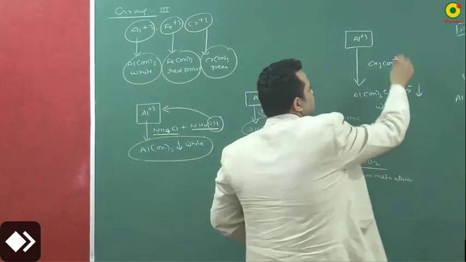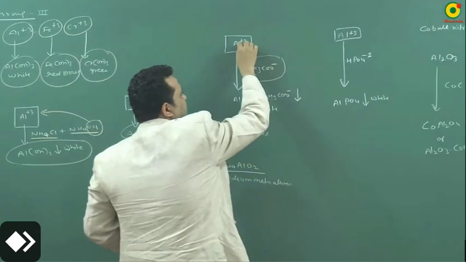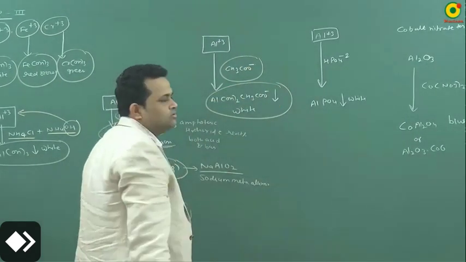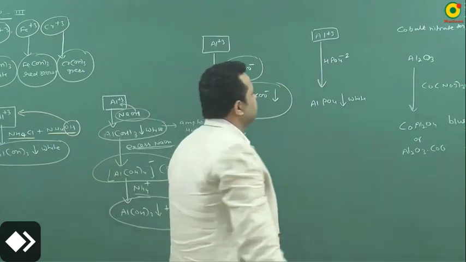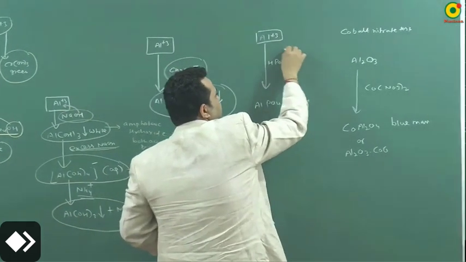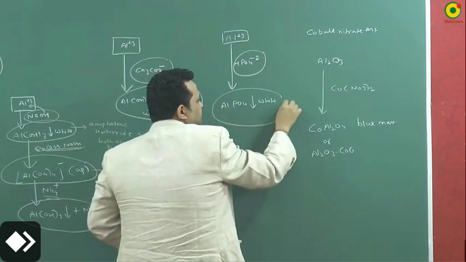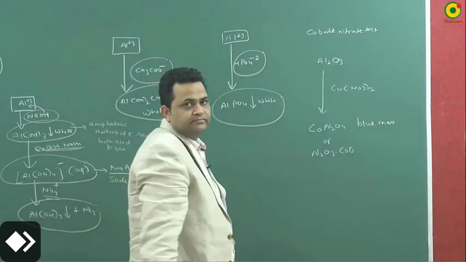Next test is, if we add acetate ion in Al+3 solution, white PPT is formed, Al(OH)2 CH3COO. In Al+3 solution, if we add hydrogen phosphate, it gives white precipitate of aluminium phosphate.